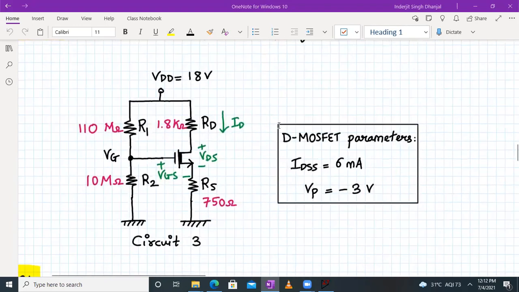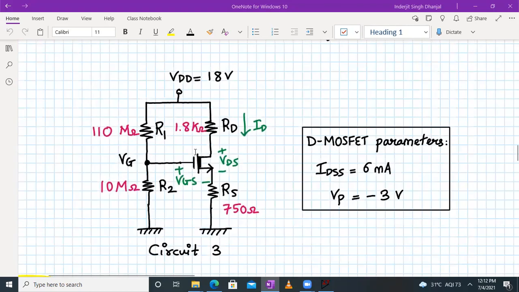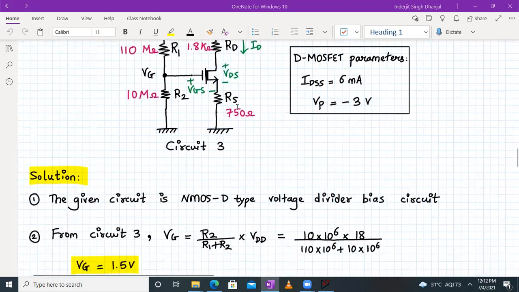In numerical number 3, we have a voltage divider bias employing depletion MOSFET. Here we have to find the value of IDQ, VGSQ and VDSQ. The depletion MOSFET parameters are IDSS equal to 6 milliamperes and VP equal to -3. The values of R1, R2, RD, RS are given and the supply voltage is given as 18 volt. So let us look into details.